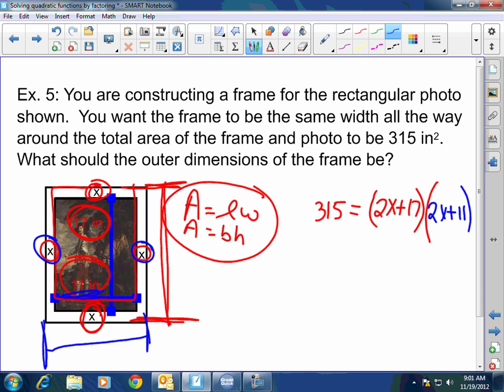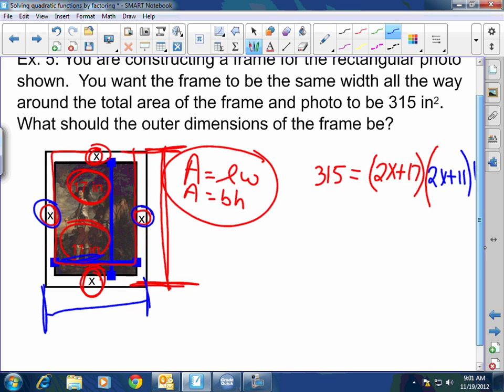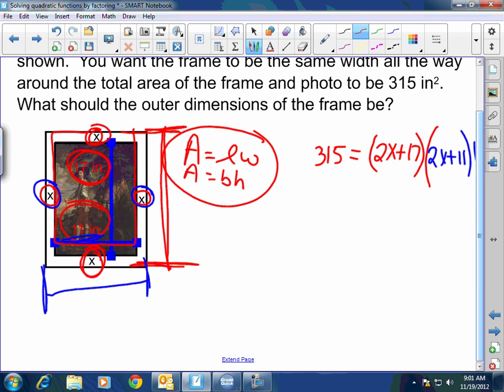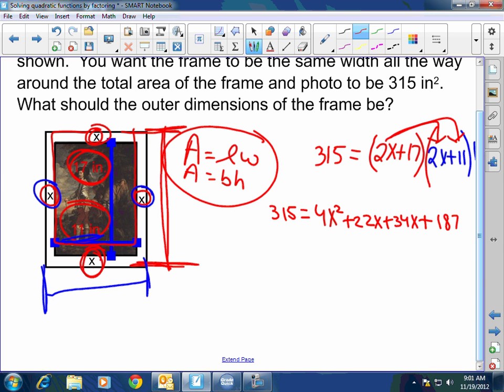Okay, now, can I use the zero product property here at this point? No, I can't. I'm out of luck here. So what I can do, though, is go ahead and solve this. So I'm going to have 315 equals, let's FOIL, okay? We know how to do this. 2x and 2x, it's going to be 4x squared plus 22x plus 34x plus 187. Yes, 187. You're absolutely right. Thank you, gentlemen. You with me so far, guys?